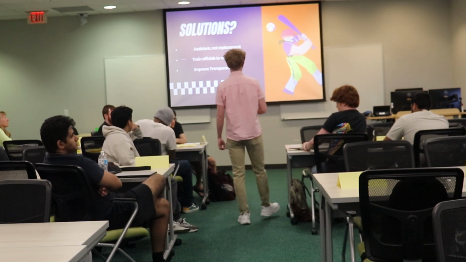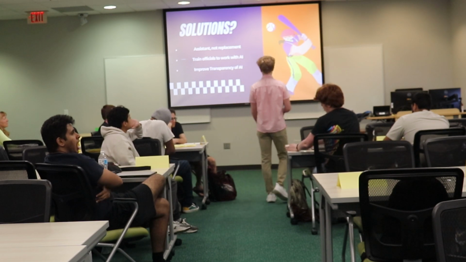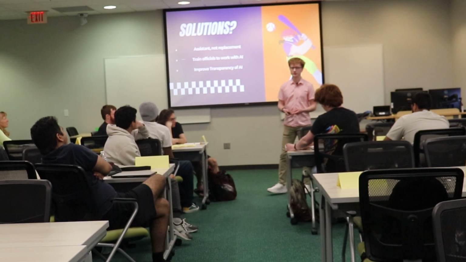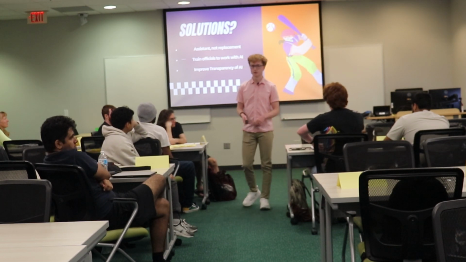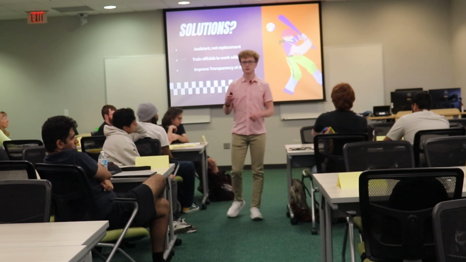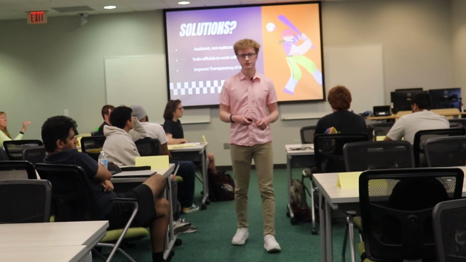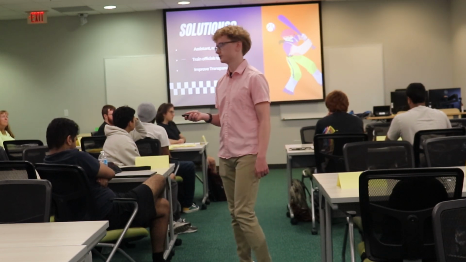We have to train officials to work with the AI, which obviously goes hand in hand with that. And we have to improve the transparency of AI. It has to be able to explain why it's making these calls, and without any question or doubt that it's making the right calls. Similar to how we saw with the ABS, the automatic ball strike system, where it's able to show you why it's a ball. It was 1 inch off of the strike zone.